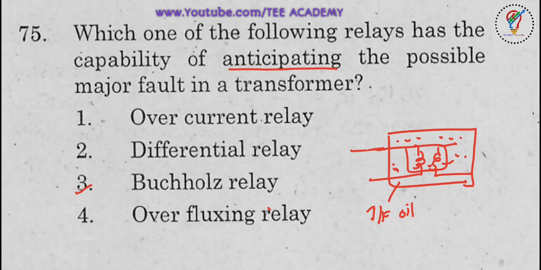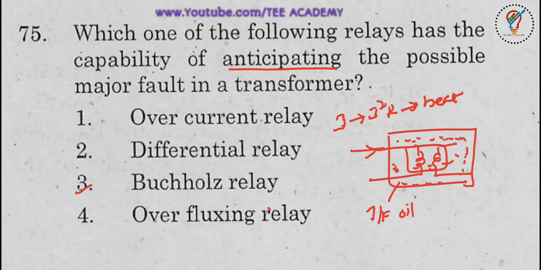When overloading happens on the transformer winding, overloading means current will flow. Because the current flows, there will be I square R losses. We can call it copper losses. Because of these copper losses, there will be heat. Because of that heat, the transformer oil is going to be heated. The heat is transferred to the transformer oil surrounding the windings.